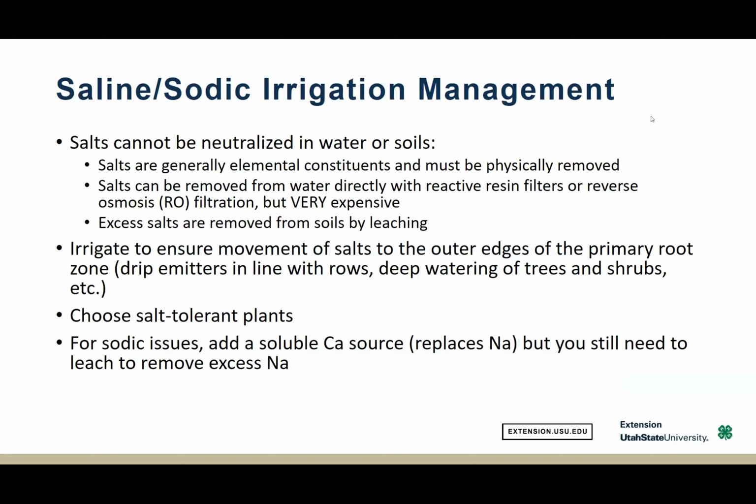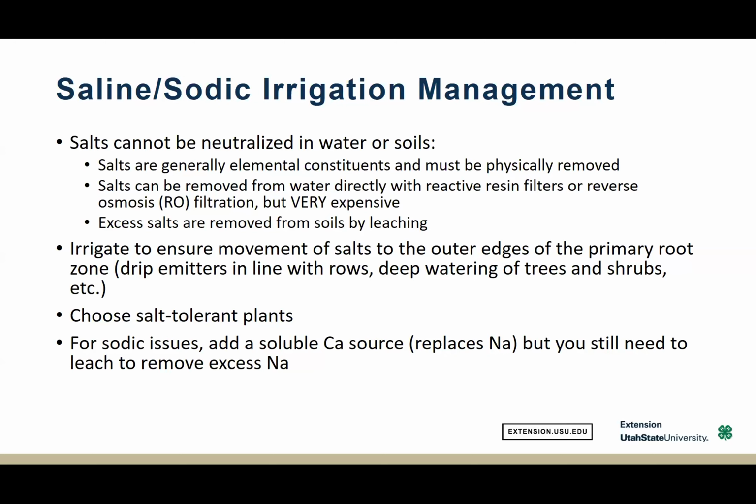I wanted to cover a couple of items on management here before I have an opportunity to take some questions. We emphasize many times, and I hope that this will be a take-home message for all throughout the presentations that have been made, that salts cannot be neutralized in waters or soils. You can't add an amendment that will make the salt go away or lessen its hazard in a soil or water. These are elemental constituents and they must be physically removed.